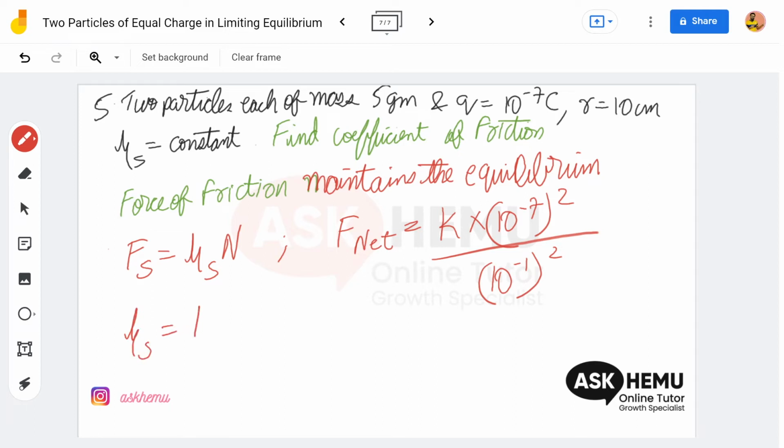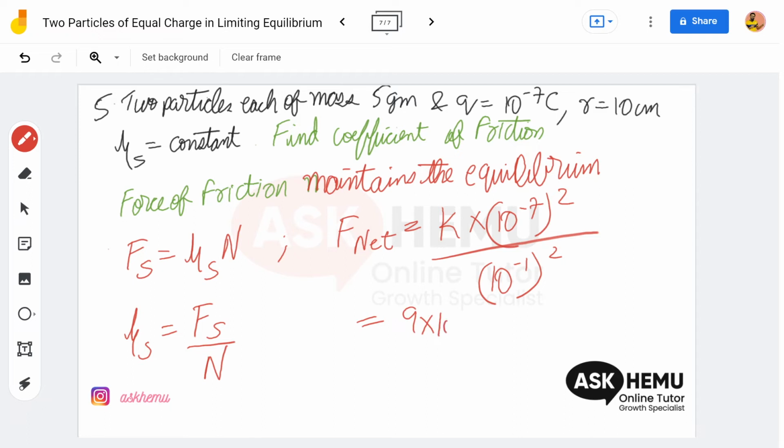Mu s is equal to fs over n. Because we are going to be equating everything here. We're going to be equating the force of static friction and the force of repulsion as well. So that's how we are going to end up with our desired answer. So let's find the net force in the meantime.